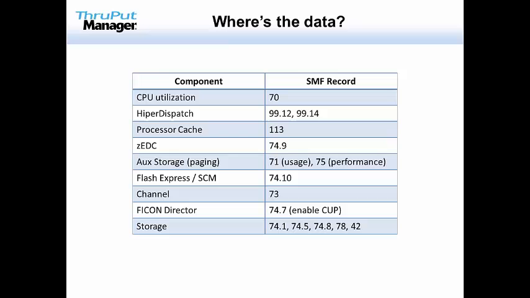The old 74.1 for each logical volume, 74.5 for the cache, 74.8. Very important if you don't have this on. It's what gives you port statistics and extent pool and rank statistics within the controllers. All the modern controllers, IBM, Hitachi, EMC, they all report those statistics back to RMF if you have this option turned on. 78 for LCU, 42 for dataset.